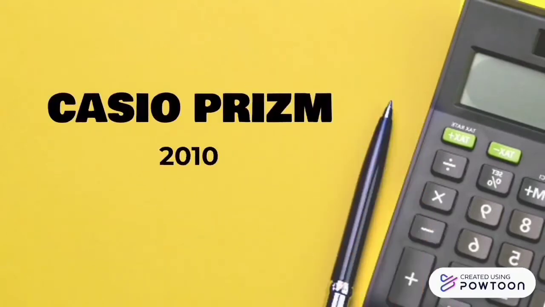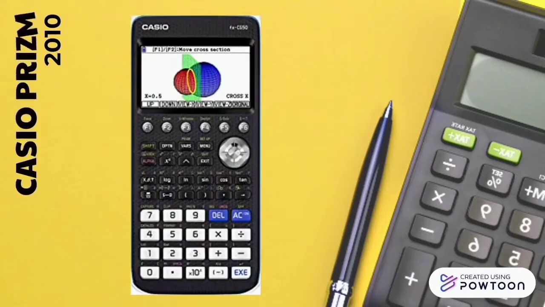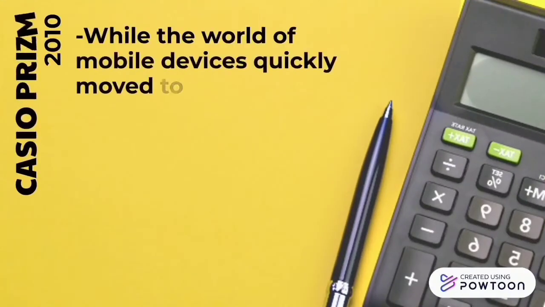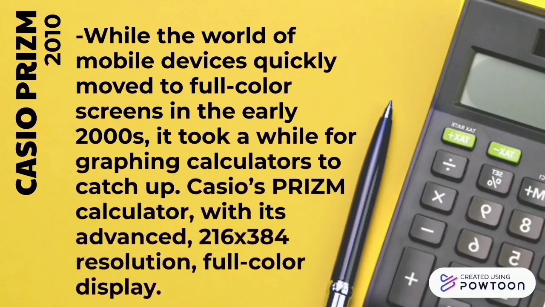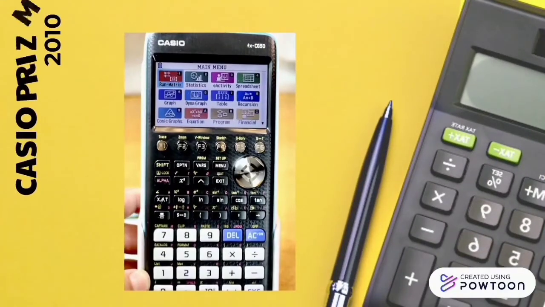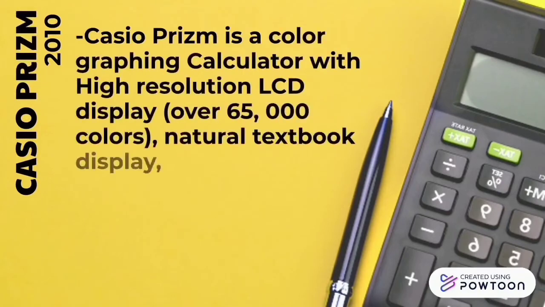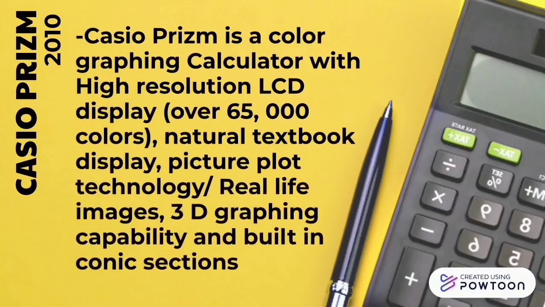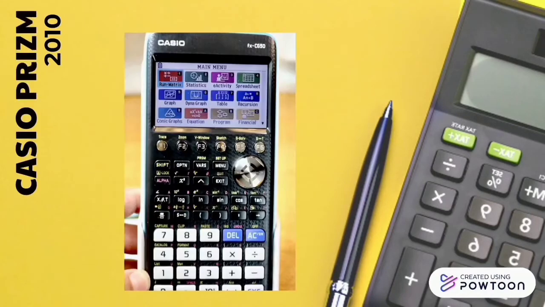In 2010, the first color graphing calculator was developed. While the world of mobile devices quickly moved to full color screens in the early 2000s, it took a while for graphing calculators to catch up. The Casio Prizm calculator came with its advanced 216 by 384 resolution, full-color display. Casio Prizm is a color graphing calculator with high-resolution LCD display, natural textbook display, picture plot technology for real-life images, 3D graphing capability, and built-in conic sections.